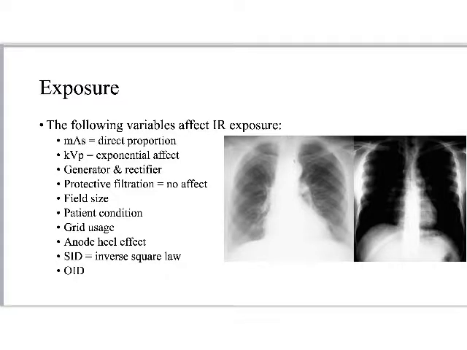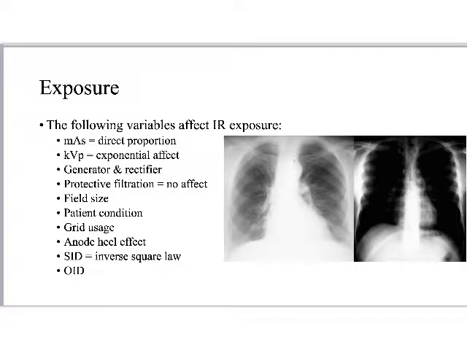kVp, though, has an exponential effect on exposure. The generator and rectifier system that we're using affects exposure as we increase from a single phase. If we're shooting in that small room and we jump over to the larger room, we can actually reduce our technique, right? Because the larger room has a high frequency generator and the smaller room has a single phase generator, so it is a less efficient way of producing exposure.